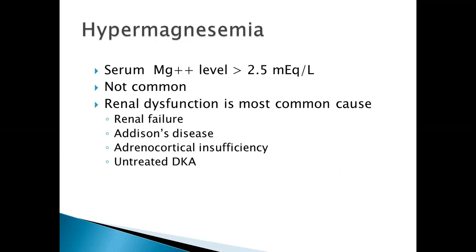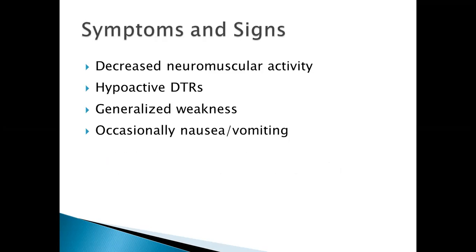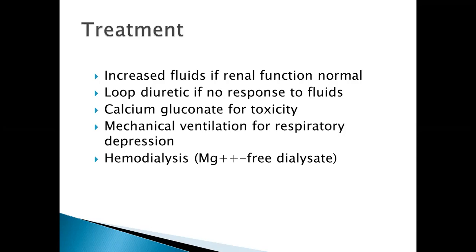Other causes are renal failure, Addison's disease, adrenal cortical insufficiency, and untreated diabetic ketoacidosis. Signs and symptoms include decreased neuromuscular activity, hypoactive deep tendon reflexes, generalized weakness, occasionally nausea, vomiting. It is treated by increased fluids if the renal function is normal, loop diuretics if no response to fluids, calcium gluconate for toxicity, mechanical ventilation in case of respiratory depression, and hemodialysis using magnesium-free dialysate.